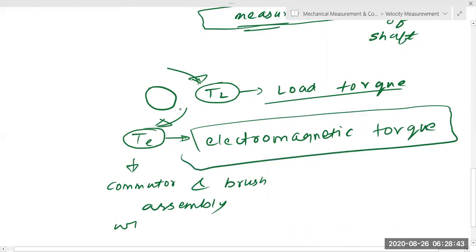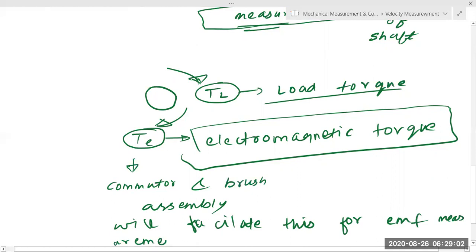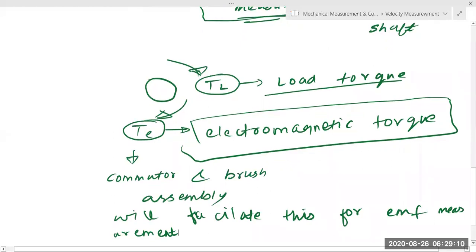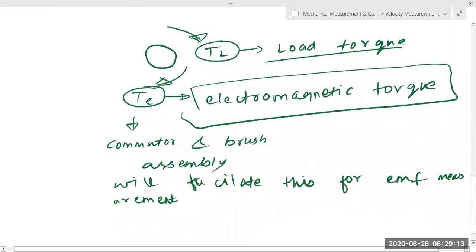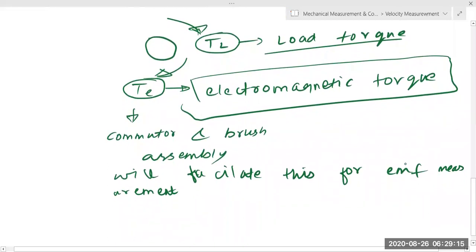So when both are having the same direction, commutator and brush assembly will facilitate this for EMF measurement. Because EMF induced into the system will be more like the torque, because torque is related to the speed, correct? Whatever is the torque of the system will be actually related to speed. So if both are having the same direction, commutator and brush will facilitate EMF measurement. It will directly give the signal.